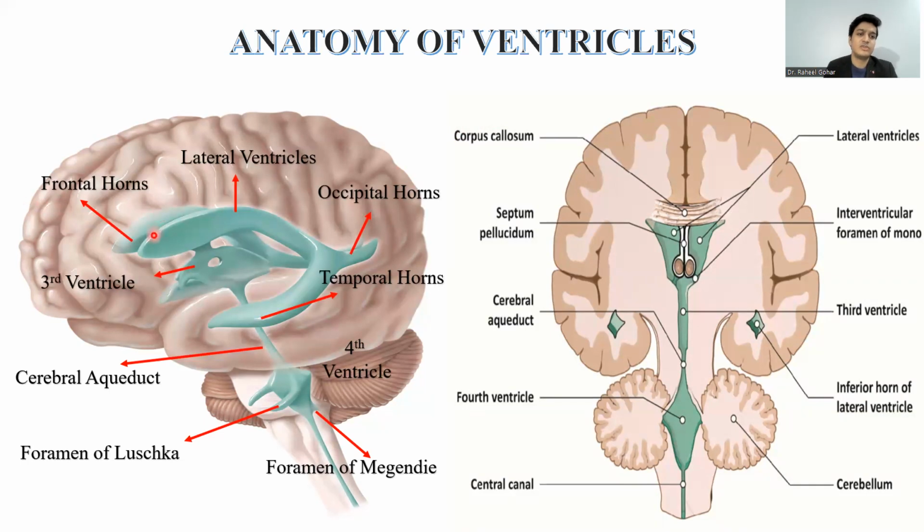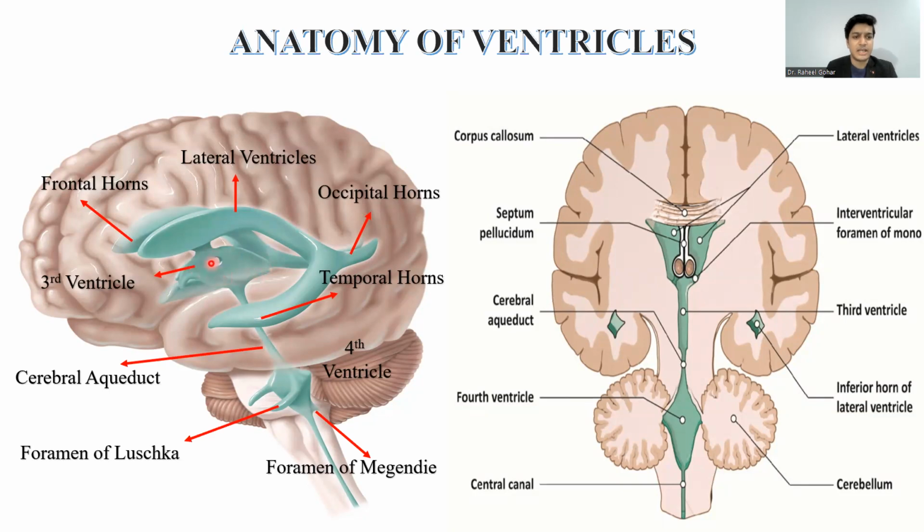So here you can see on the lateral view, these are the lateral ventricles. Lateral ventricles have different parts. So these are known as the frontal horns of the lateral ventricles. These are the occipital horns, and these are the temporal horns. This is the body of the lateral ventricle. Then we have this third ventricle.